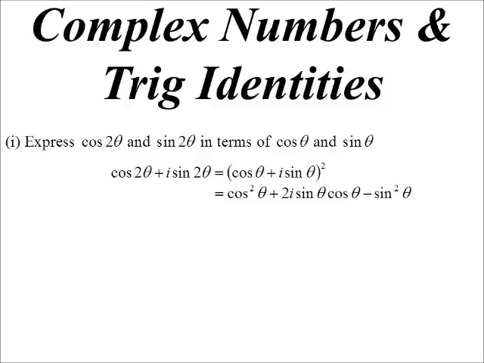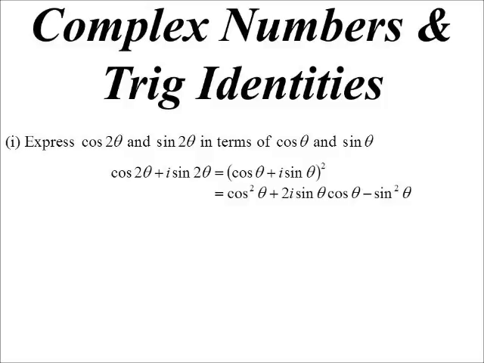Because we could say that cos 2 theta plus i sine 2 theta is the same as cos theta plus i sine theta, squared. Because de Moivre's theorem says when we raise a complex number to a power, we multiply the arguments by that power. So it becomes cos 2 theta plus i sine 2 theta. So all I have to do is expand the right-hand side out and then equate real and imaginary parts. And look what we get.